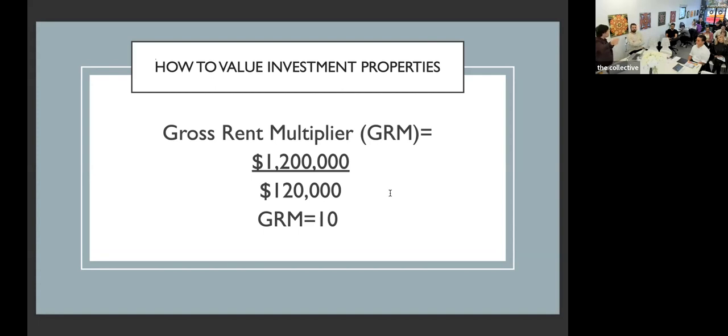Can somebody tell me what 17 GRM on this is? 2, I don't know, 2, something like that. That's 120 times 17. Yeah, it's 2,040,000. So somebody basically underpriced this so badly, right? That you're getting it for 50% off.